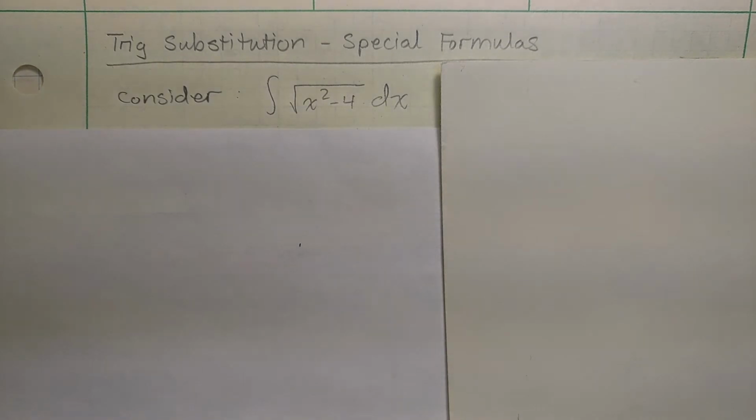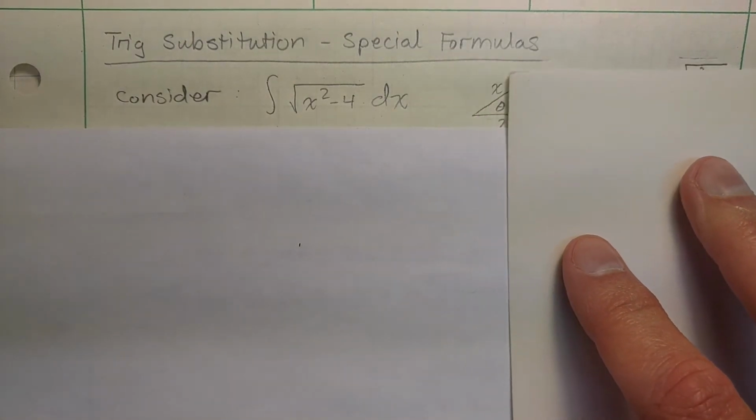Let's consider the integral of the square root of x squared minus 4 dx. So this presents itself right away. This is a trig substitution situation. You can't use u substitution, so we're going to do trig. So let's build our right triangle.